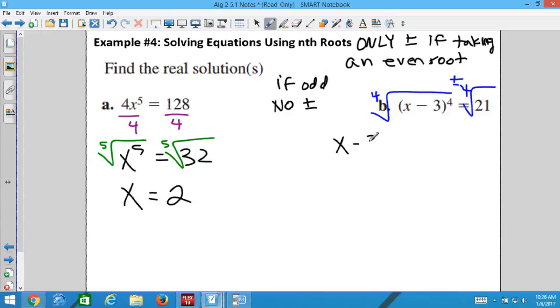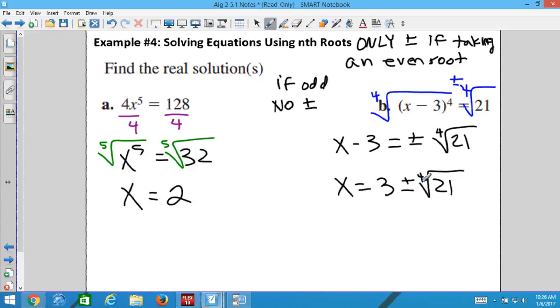So then we have x minus 3 equals plus minus 4th root 21. So how do we get x by itself? Add 3. So we get 3 plus or minus 4th root of 21. That is the most exact answer. There's actually 2 of them. I didn't know if you wanted us to do the actual 4th root of 21. We are going to. I'm just telling you, this is an exact answer.